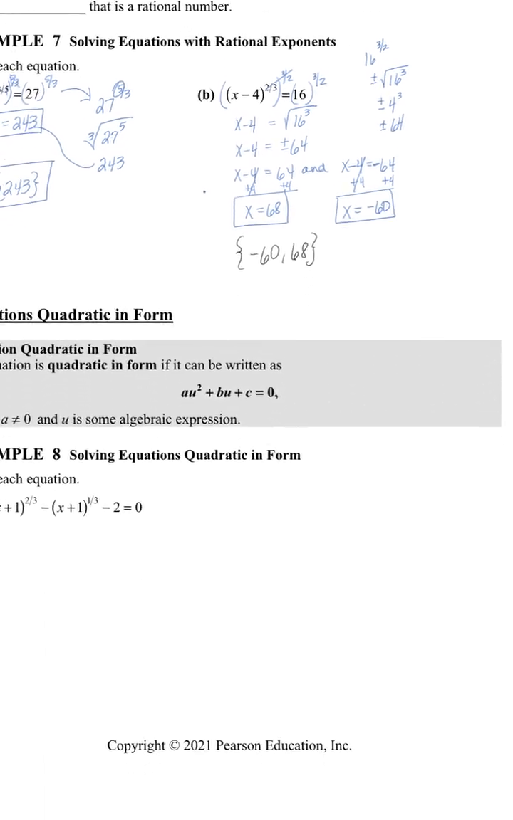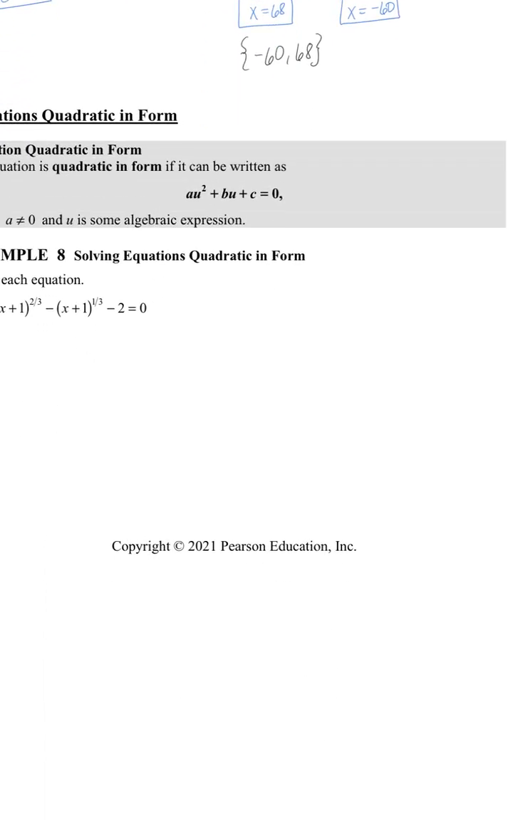All right, now equations in quadratic form. We have au squared plus bu plus c, where a is not 0 and u is some algebraic expression. We're going to use a little bit of substitution. Instead of ax squared, we say that u is equal to some expression. If those were u's, the math is easier, because you can come back in and replace it after you've solved.